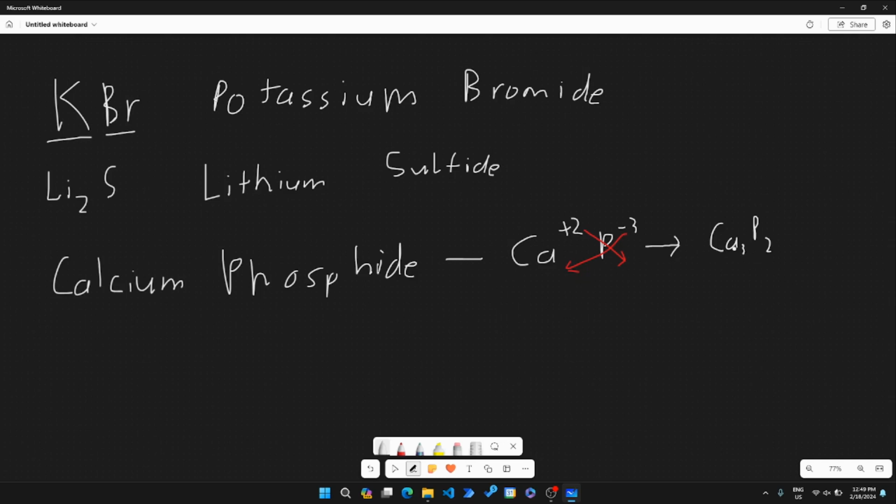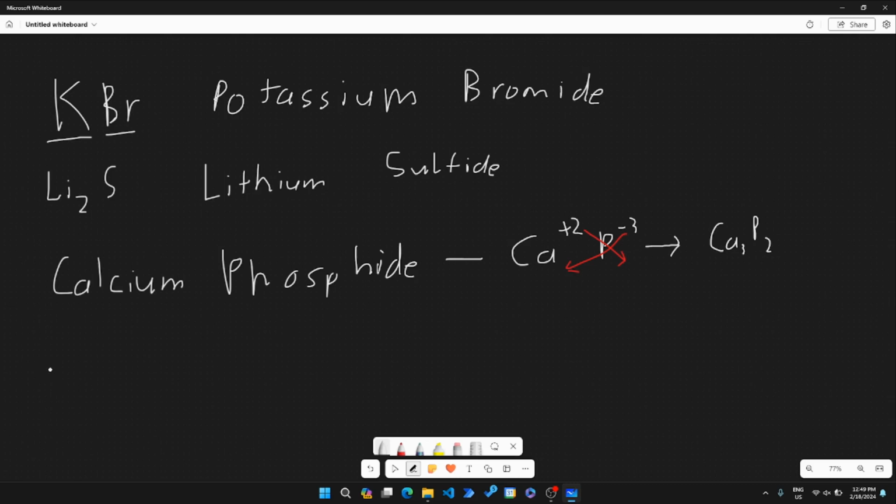The reason we do this is because we want the final compound to have a neutral charge. So if you have 3 calcium, since each calcium has a charge of +2, all the calciums together will have a charge of +6. Now, if you have 2 phosphides, each phosphide will have a charge of -3. So together they'll have a charge of -6, and these two will cancel out. So you'll have a charge of 0 for the entire binary ionic compound.